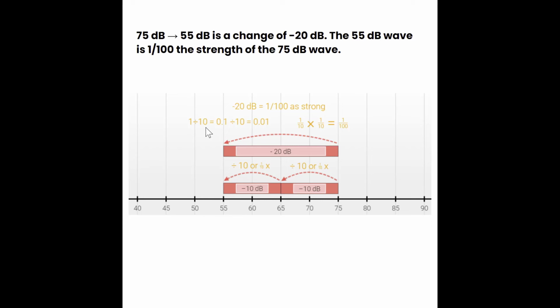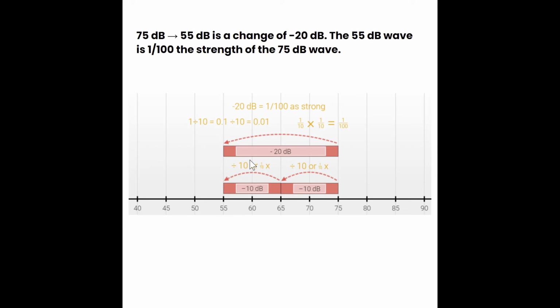So we can take 1 and divide it by 10, that gives us 0.1, divide by 10 again, giving us 0.01, which is the same as 1/100. We can also see if we decide to use the fraction version of this, 1/10 multiplied by 1/10 will also give us 1/100, because we just multiply across the bottom. 10 times 10 is 100.